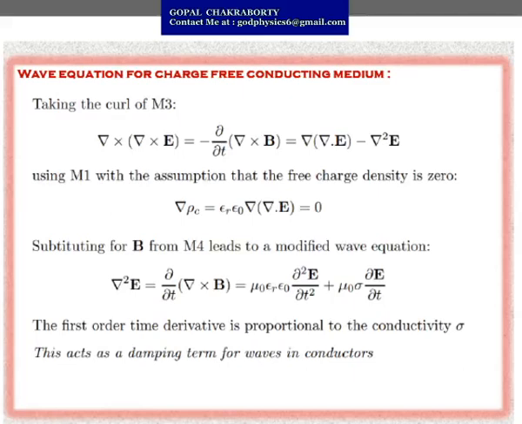Now, if we substitute B equals mu naught H, and substitute the value of H, what will we get? We will get del square E equals del/del t of (del cross B), because the minus sign cancels out from both sides, and you will find del square E equals mu naught epsilon r epsilon naught del 2 E by del t square plus mu naught sigma del E by del t. So the first order time derivative is proportional to the conductivity. This acts as a damping term for waves in conductors. So this is how you find the wave equation for a charge free conductor.